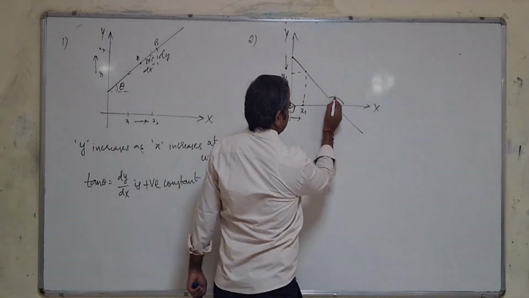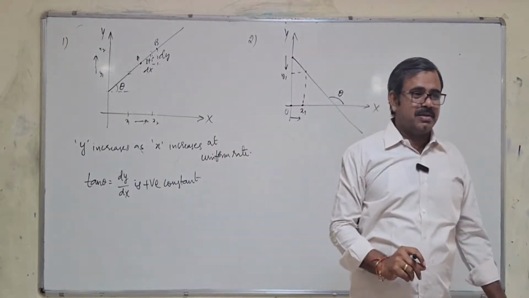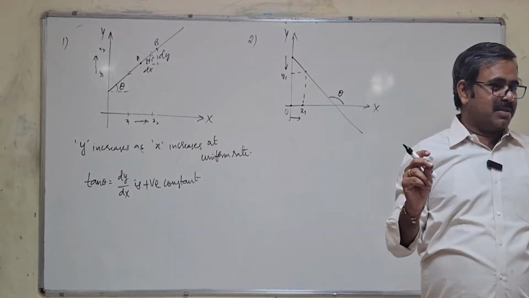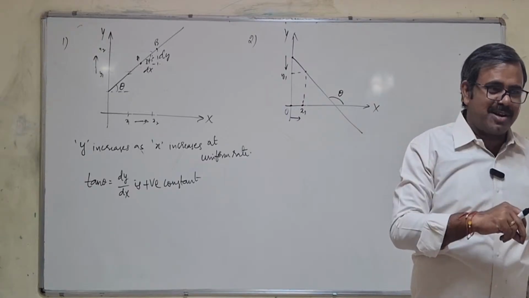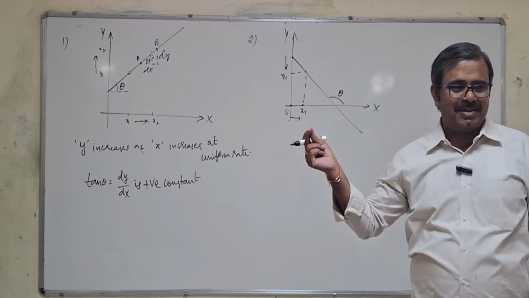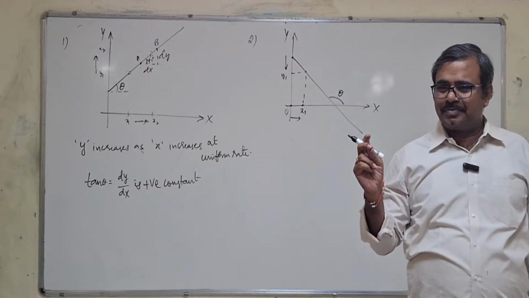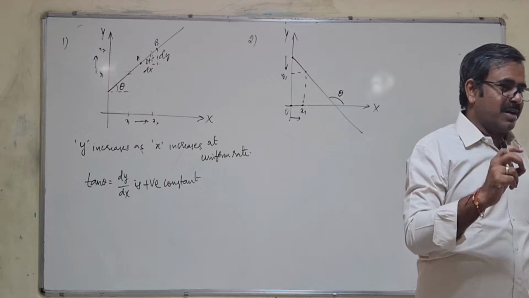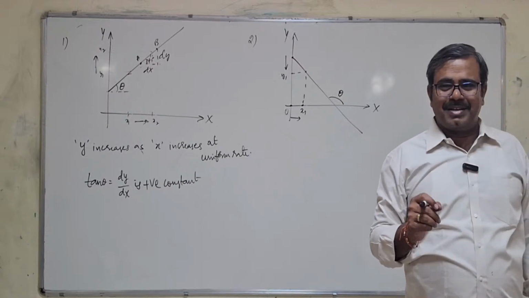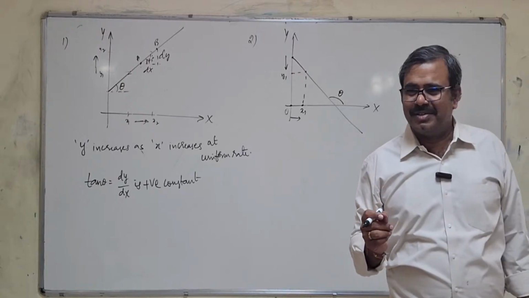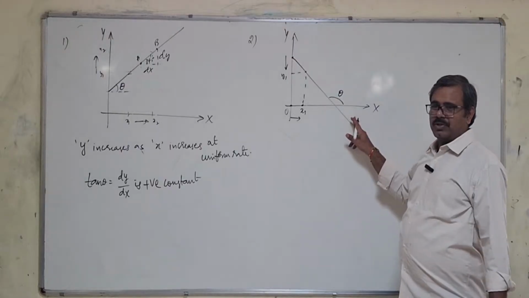Look at this theta. Is theta greater than 90 degrees or less than 90 degrees? Greater than 90 degrees. Greater than 180 degrees or less than 180 degrees? Less than 180 degrees, which means which quadrant? Second quadrant. In second quadrant, tan theta is positive or negative? Negative. So slope is negative.